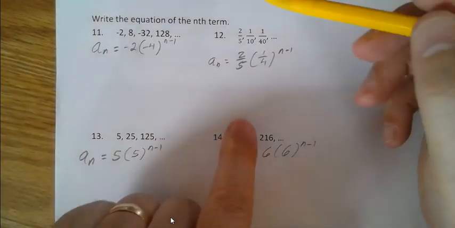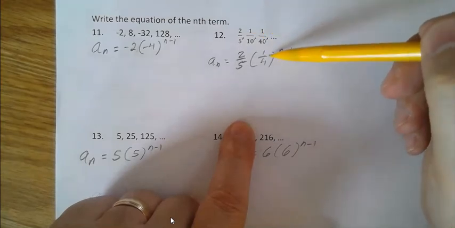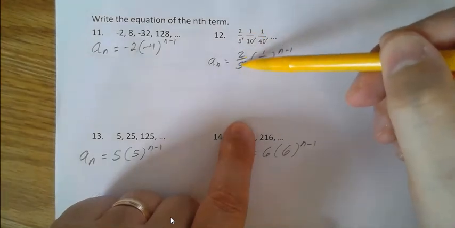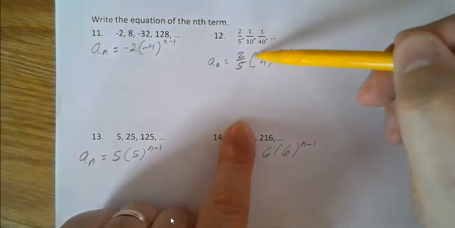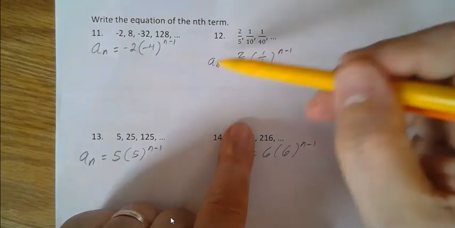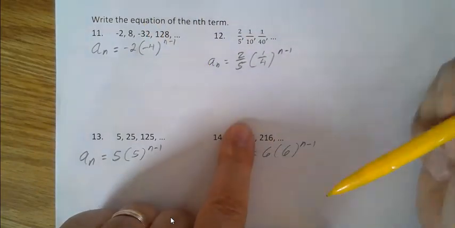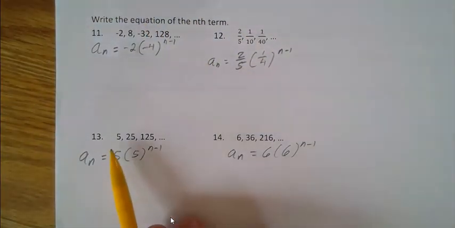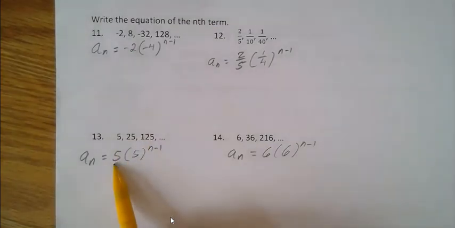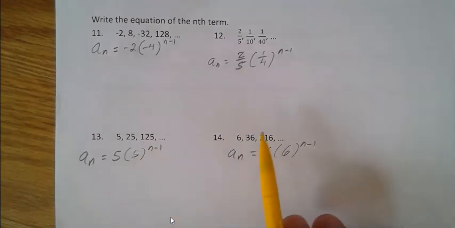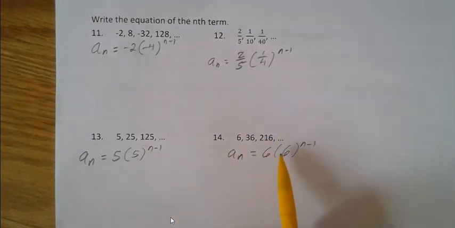All right, number 12. We're multiplying by a fourth, so our common ratio is 1/4. Our first term is 2/5. So it'll be a sub n is equal to 2/5 times 1/4 to the n minus 1. And that's it. That's all you have to do. We're writing an equation. Number 13, we're multiplying by 5. So common ratio is 5. First term is 5, and then n minus 1. Common ratio is 6. So we have 6. First term is 6, n minus 1.